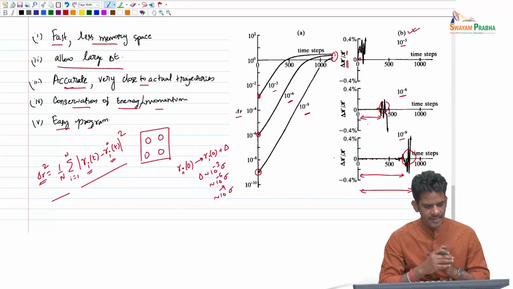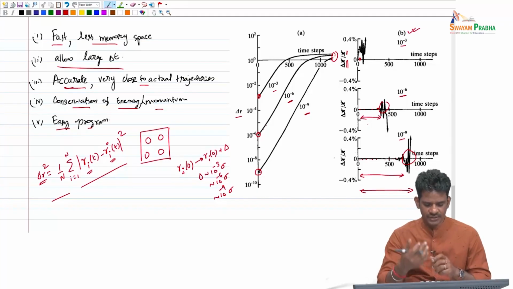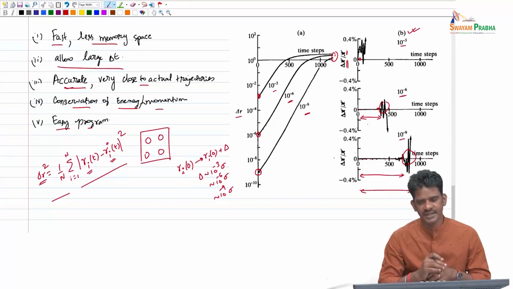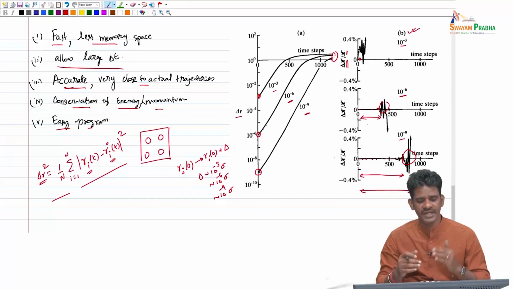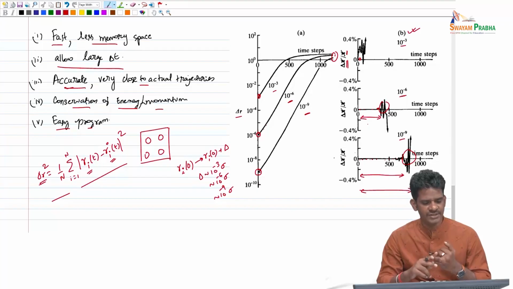So these are some of the important things that we have to keep in mind whenever we choose a finite difference method. In the next class we will talk about various other kinds of finite difference methods, and whenever we talk about those methods, we keep in mind their speed, ability to do large timescale, large delta T simulations, whether they are accurate enough, whether they conserve energy or not, and whether they are easy to program or not. Okay, so these are some of the things that we want to keep in mind.